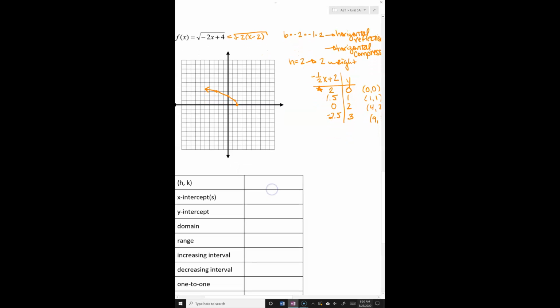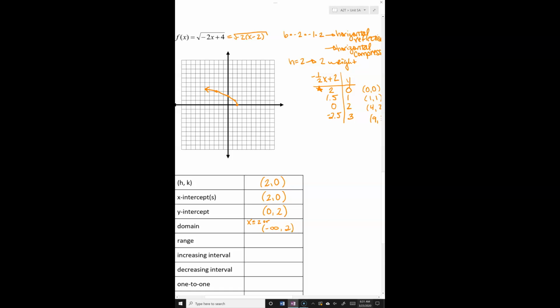Okay, so HK is 2, 0. There is an x-intercept, and that's in our chart. It's our HK. There is a y-intercept, and that's in our chart. Man, y'all got lucky with this one. Domain. So here, because of that reflection horizontally, x is less than or equal to 2. Okay, we're going a different way.